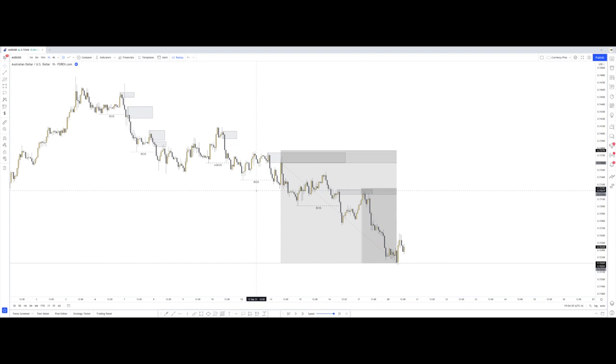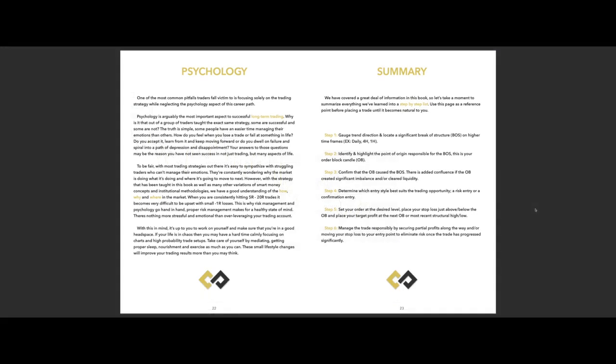So I hope you enjoyed this example. Now let's jump back to the ebook because I want to briefly go over the summary at the end of the book, okay? Let's do that now. Okay, so we've gone over quite a bit of important notes today on order blocks. Now, I wanted to briefly cover this summary at the end of the ebook, which you all have access to.